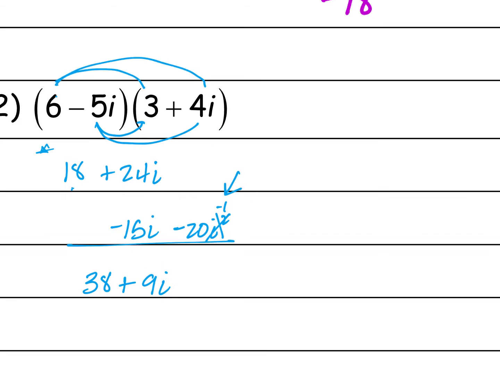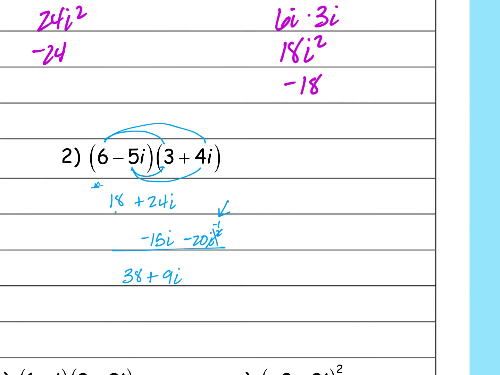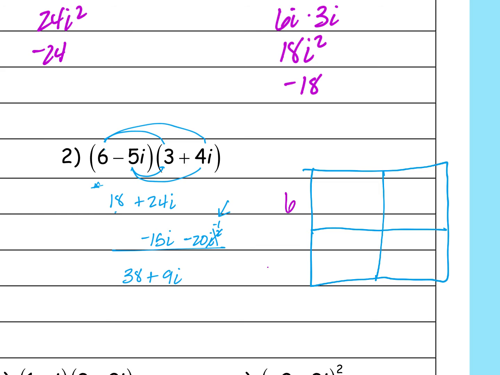Now, if I was going to do it in the box, I might as well do it both ways. It might sometimes be a little easier. If you want to do it this way, it's fine also, right? So I've got 6 and negative 5i, and 3 and 4i. So I've got 18, 24i, negative 15i, and negative 20i squared. And that's negative 1, so this is actually 20. Now both diagonals are like terms, right? So 18 plus 20 is 38, and 24 minus 15 is 9. So this diagonal is like terms, and this diagonal is like terms.